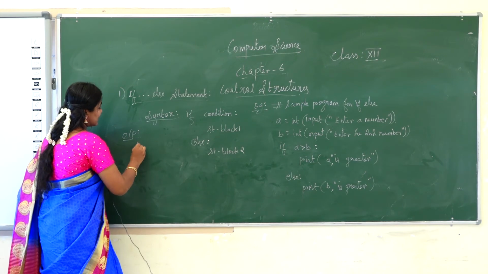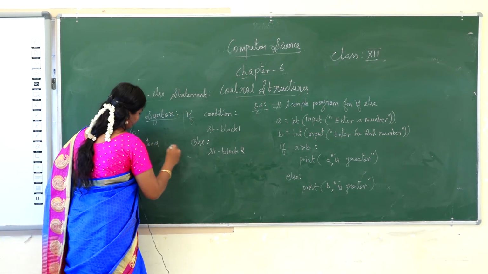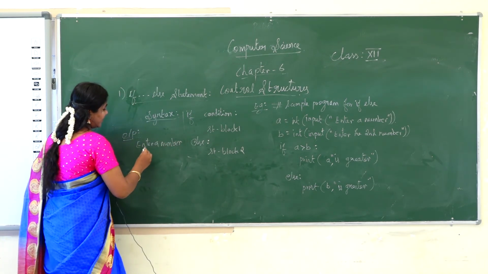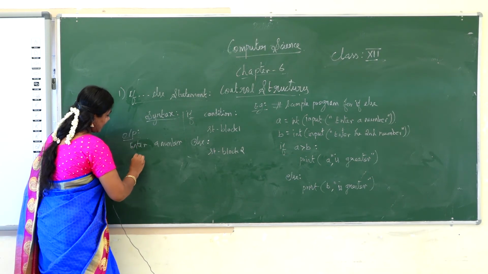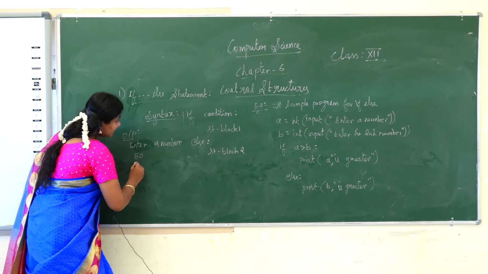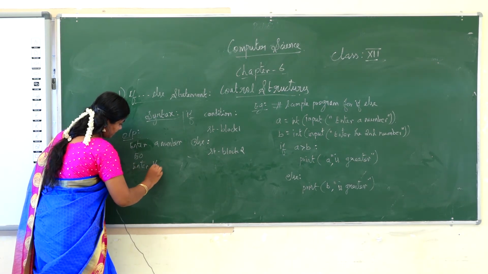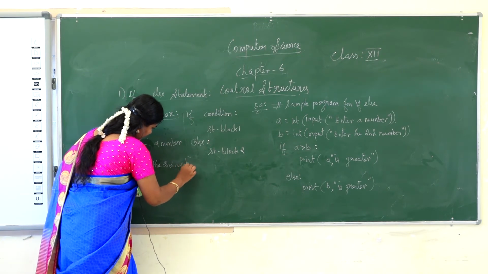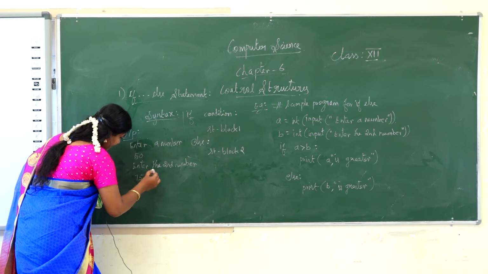So first it will ask a number. Enter a number. I will be giving a number. Let me have 50, and then the second one, it will ask, enter the second number. I will be giving the second number, 75, or any value.